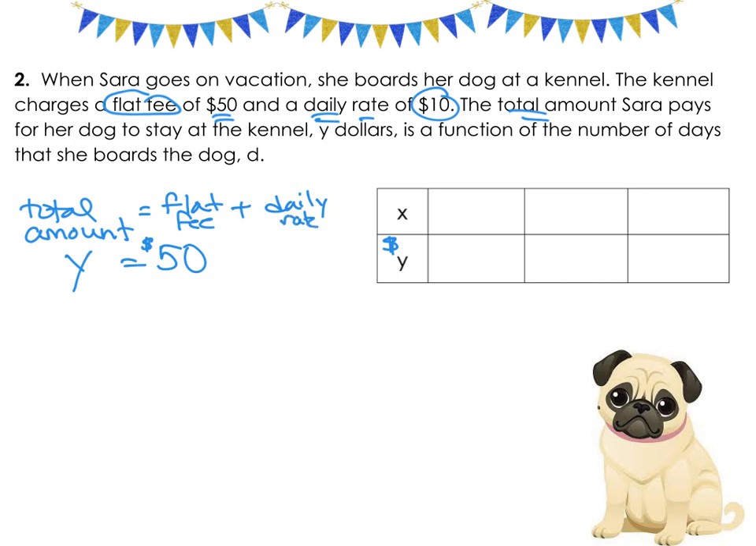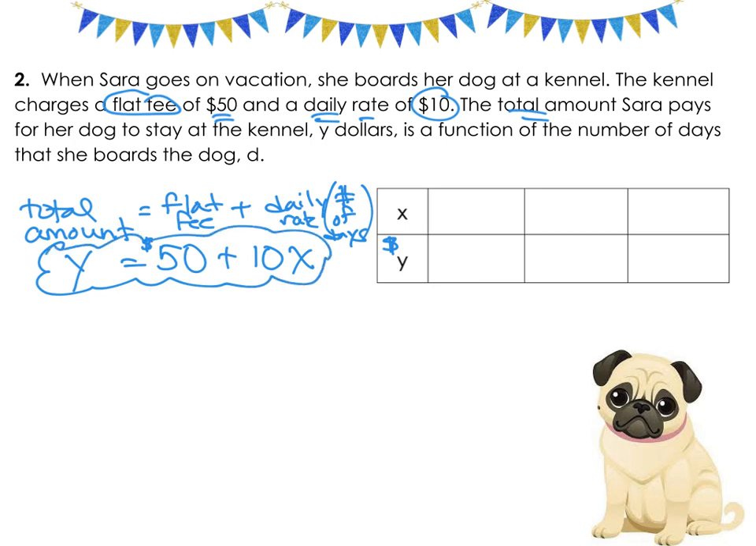And times the number, right? Number of days. So let's write that out so you can see it. So we're going to add, and then we have $10 per day. And what is represented by days is X. So this is my function rule. Okay, so I just wrote that out.